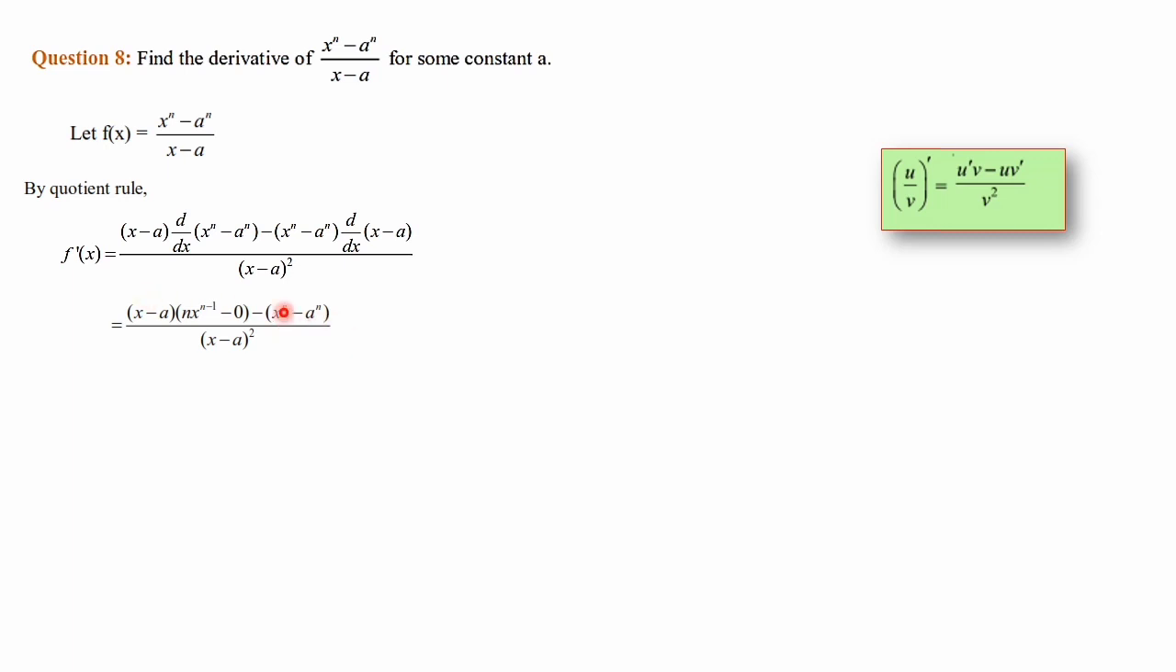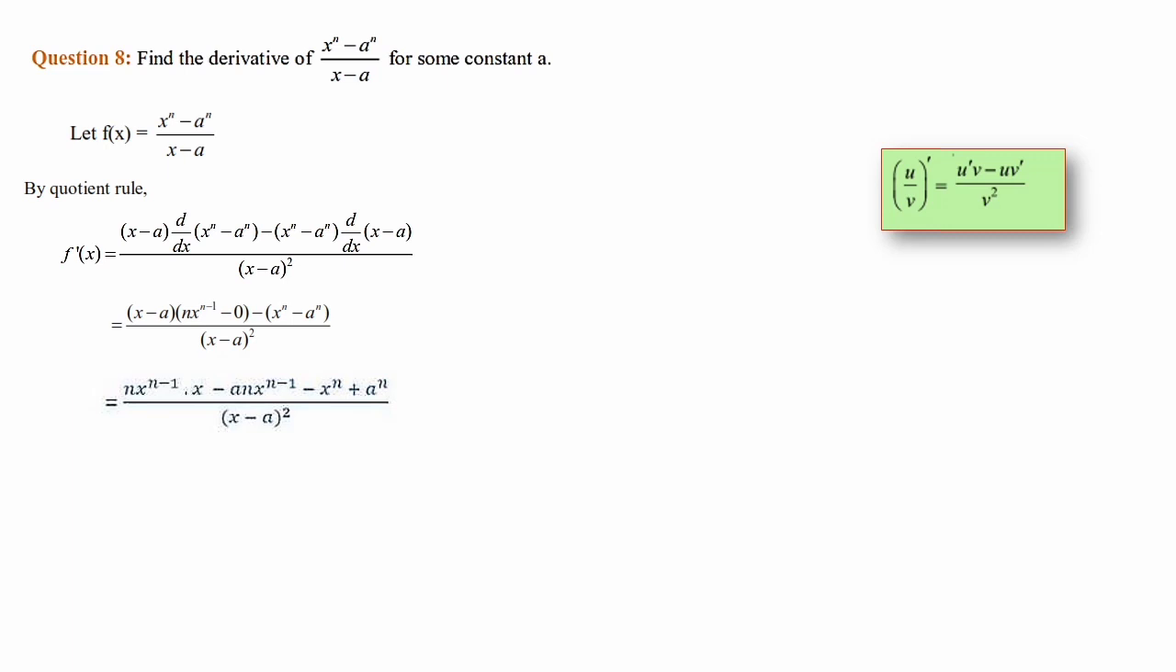Then a little bit of calculation: expansion of the bracket. When you multiply n into x power n minus 1 into x, then again minus x into 0, that is 0. Then the next term, a into n into x power n minus 1, that is a n into x power n minus 1, then a into 0 is 0, no need to write. Then we remove the bracket: minus x power n, and minus into minus is plus, 1 into a power n, that is a power n. That is the expansion of the numerator.